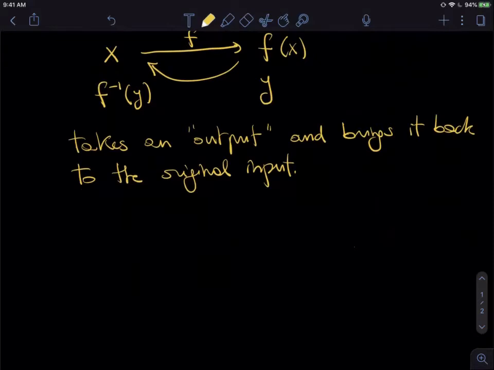So here's the thing. This is what we need to do. We need to send x to f of x, right? This is f acting. And then the inverse is going to take f of x back to x. So let's do some examples.